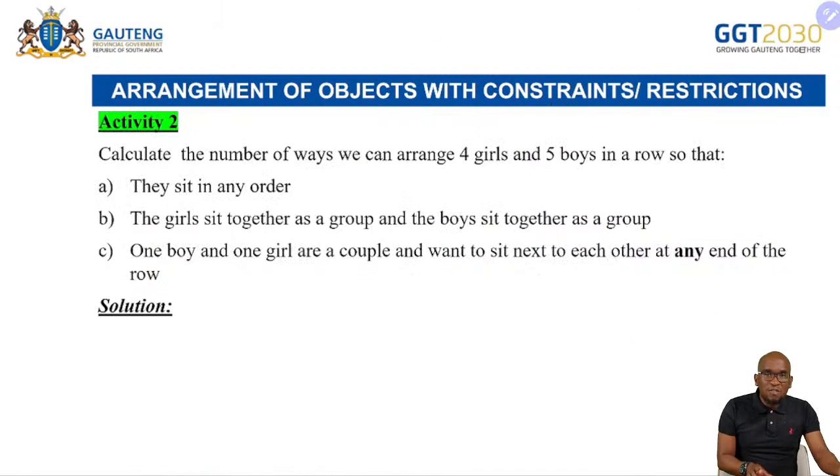Now I have an activity for you to do. I'll give you 4 minutes to work on this activity. Try to arrange these 4 girls and 5 boys in a row. You have 4 minutes to do that, and your time starts now.